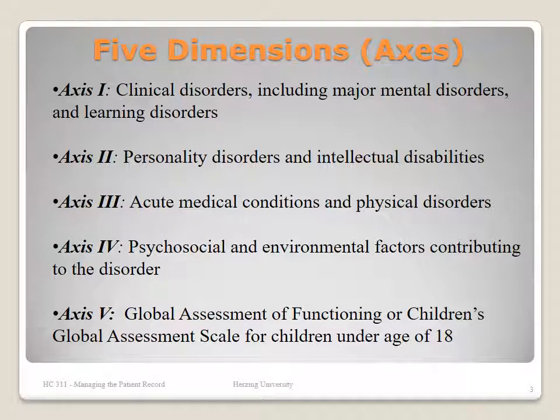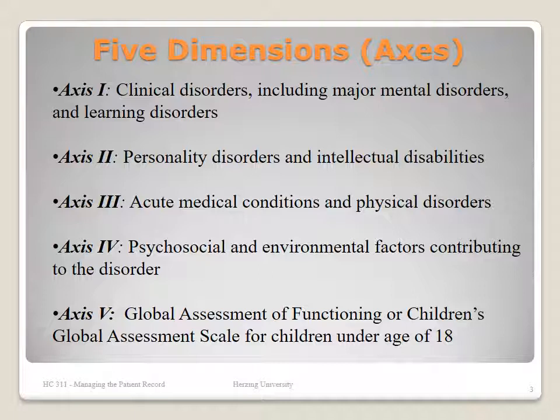The 5 dimensions are broken into 5 axes. Each axis represents a different assessment area for patients. The first axis is where a provider can record any clinical disorders of the patient. These include diagnoses such as ADHD, autism, substance-related disorders, psychotic disorders, and eating disorders, just to name a few.